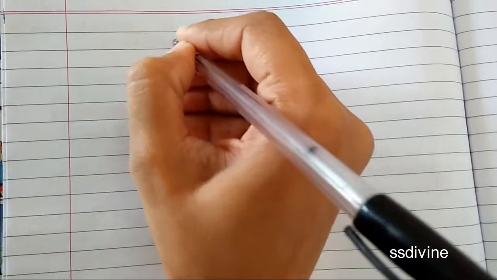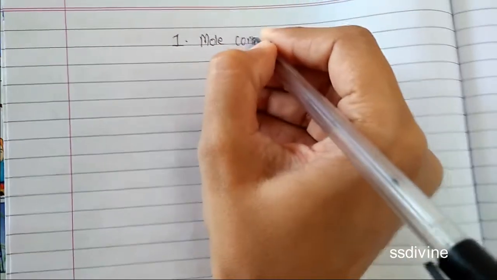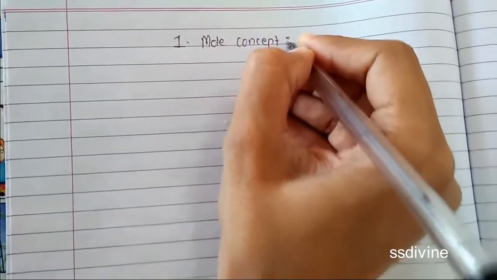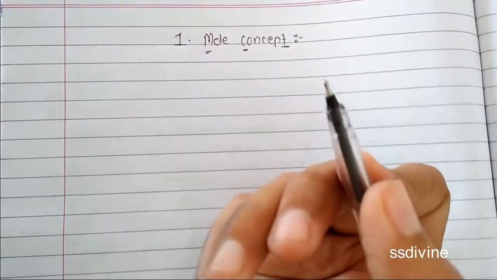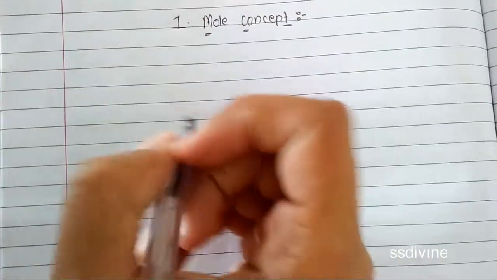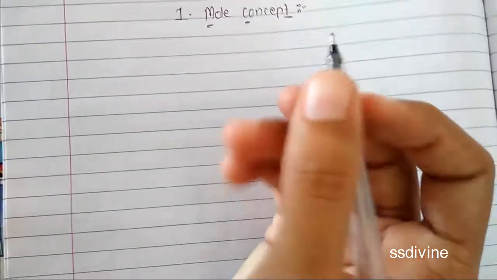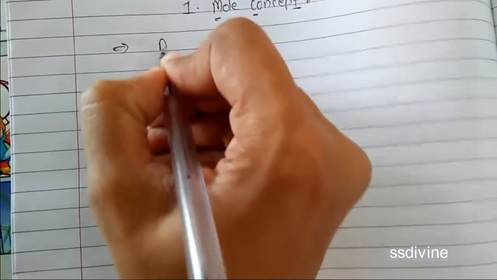We have started our chapter number 1, that is mole concept, and till here we have done with the introduction part of this mole concept. What is mole? It is nothing but just a kind of quantity, and that quantity is 6.023 into 10 to the power 23. We have done with that, and how we can calculate the moles, that we have done. Today our topic is atomic mass.